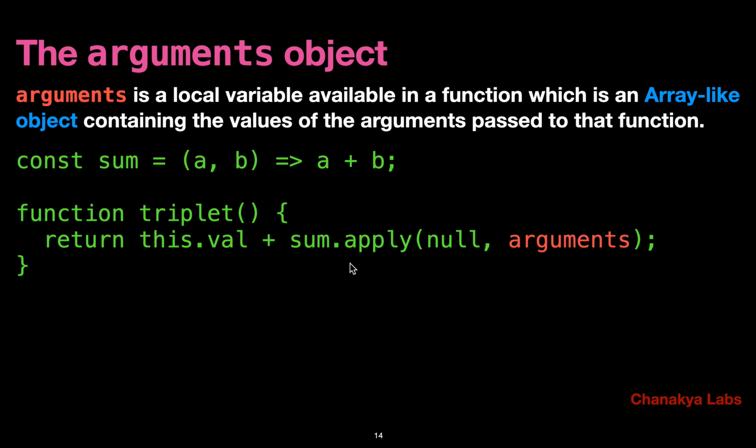Now you can do that by something like this: if you are using sum.apply, and then you are passing null. So null I am just using as a placeholder, because this is anyways not used, but I need to pass arguments as the second argument, and that's why I am using this. Firstly, why is this a normal function? This triplet cannot be an arrow function. Why? Because arguments will not be available inside arrow functions, right? It is only available, as an array-like object containing all the arguments, when it is a non-arrow function, a normal function.